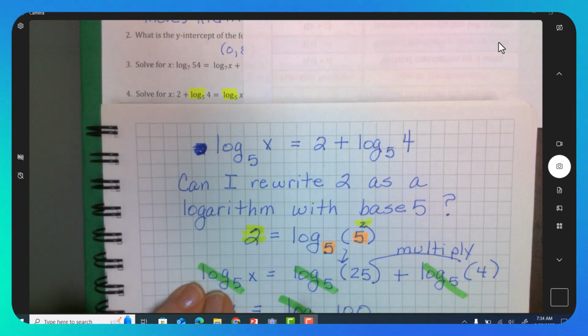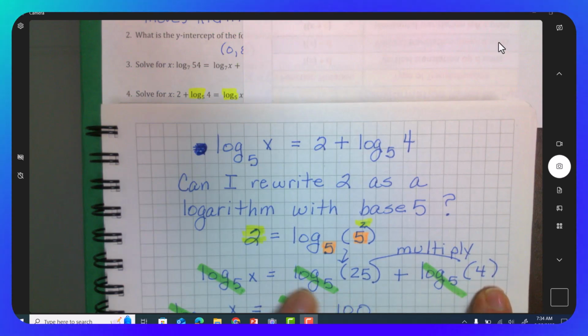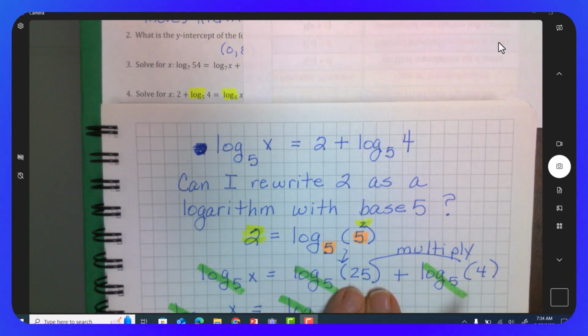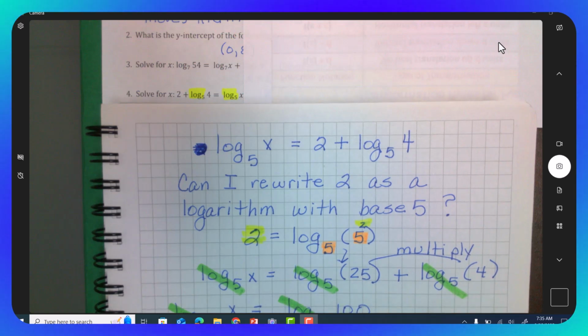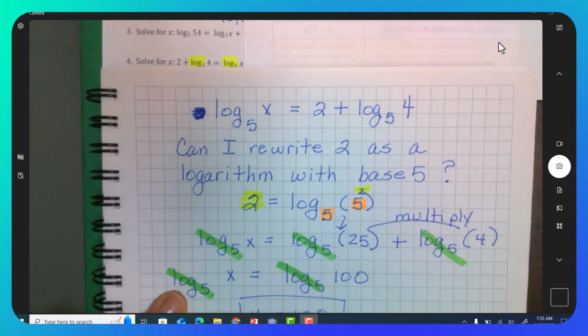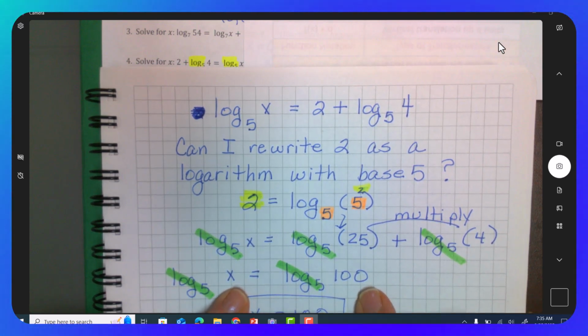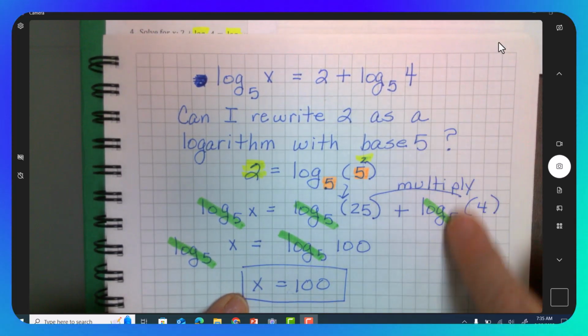I still have log base 5, x on the left. Now I have log base 5, 25, plus log base 5, 4. When you're adding logs, you multiply these numbers because I have the same base. So 25 times 4 is 100. Now we can cross out log base 5. X is equal to 100. Box that answer in.